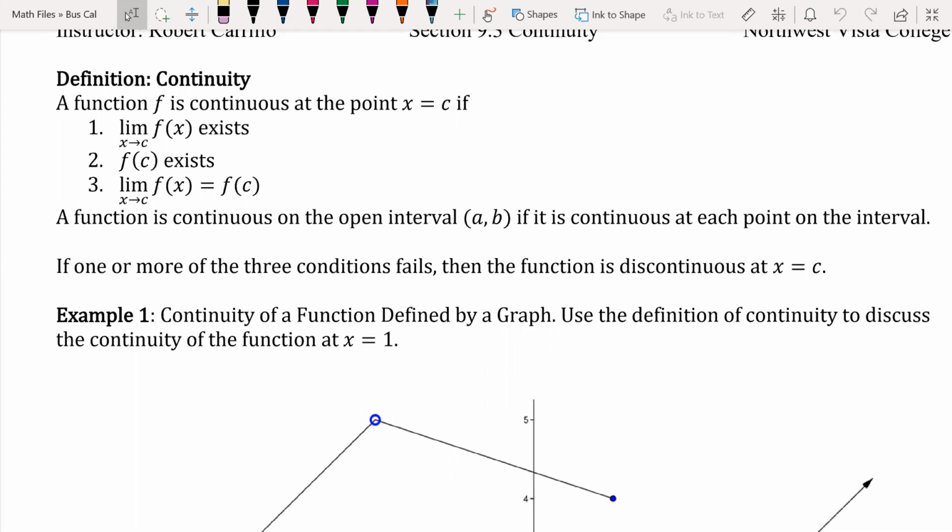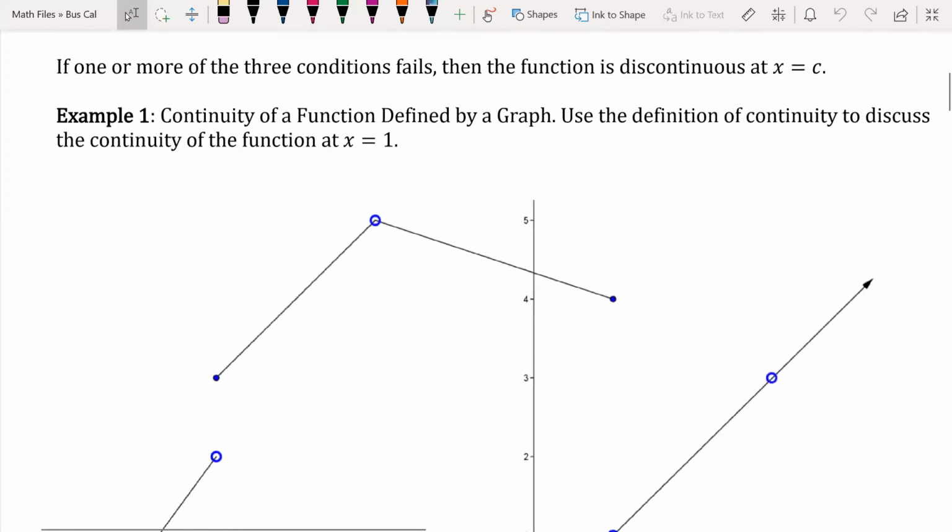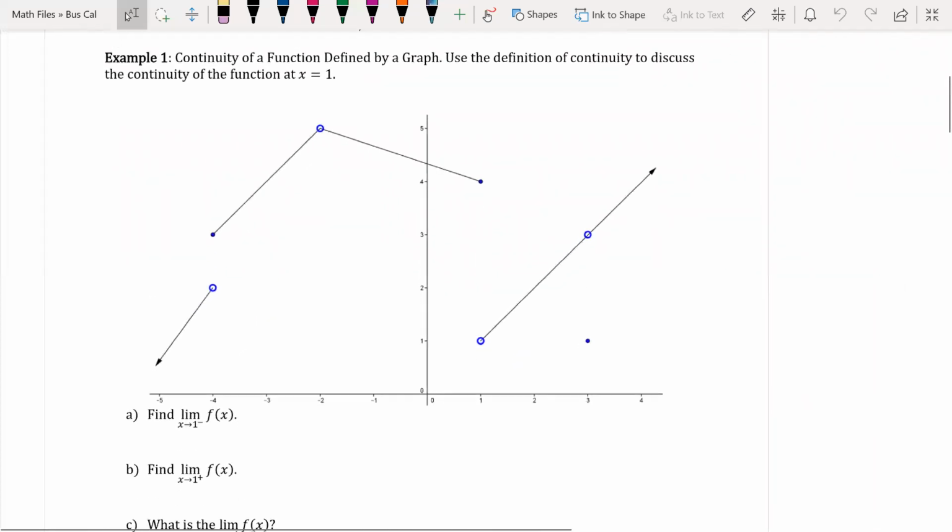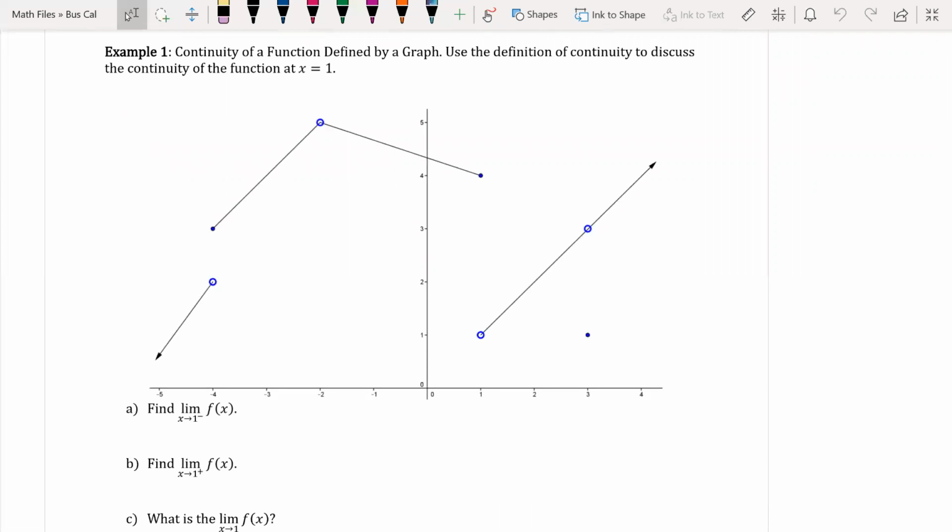So we are going to practice the rules of continuity today on given values of x. Let's explore example 1 down below. For number 1, it says use the definition of continuity to discuss the continuity of the function at x equals 1. For part A, find the limit as you approach 1 from the left. As x gets closer and closer to 1 from the left, y is getting closer and closer to 4. So the limit from the left is 4.